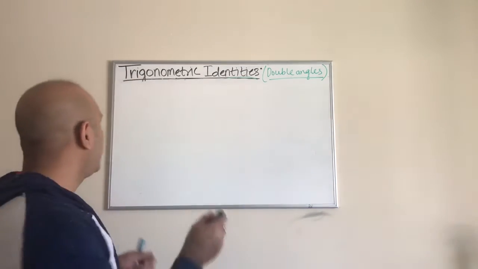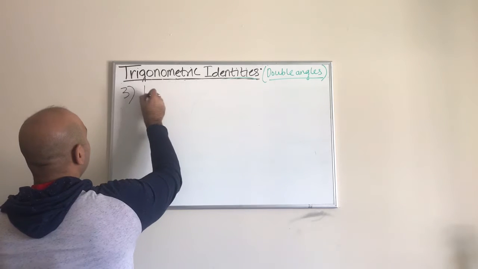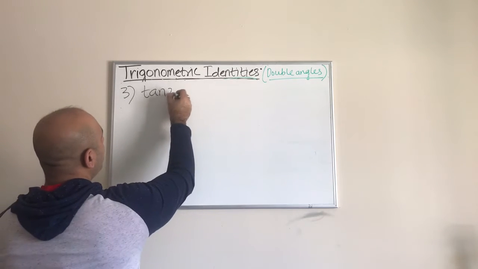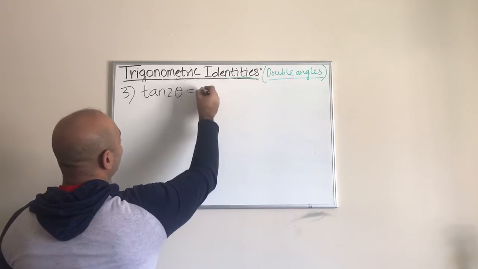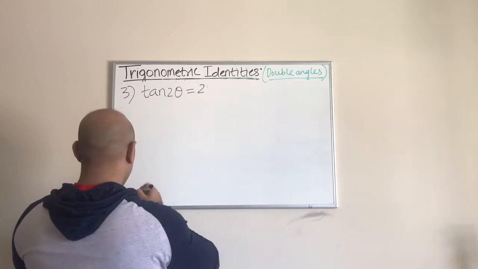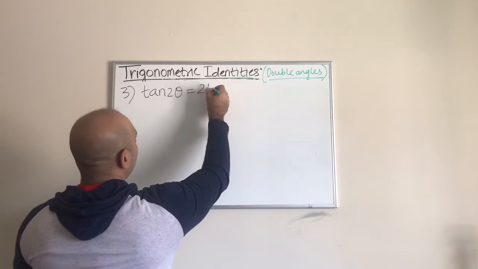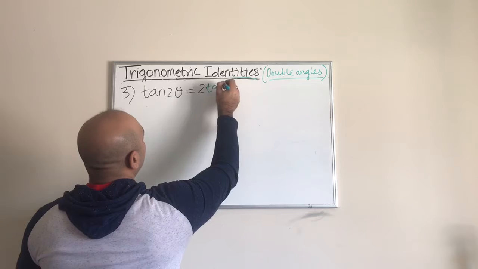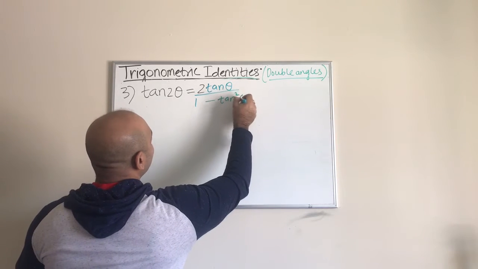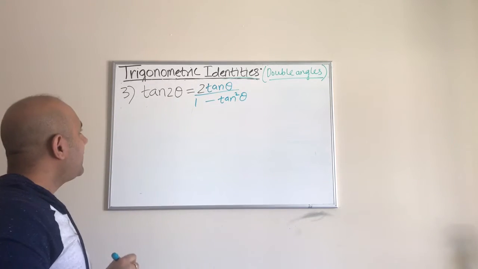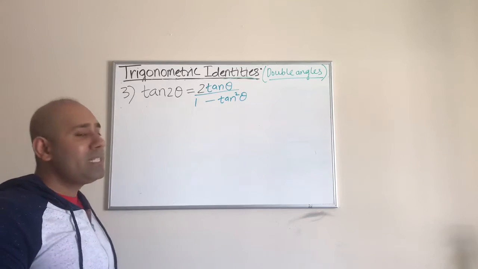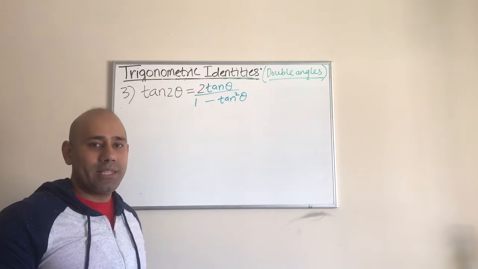So the tangent one, which is number 3. We already covered the sine and the cosine in the previous videos. The tangent of 2 theta is given by this identity: 2 tangent of theta divided by 1 minus tan square theta. That is the double angle identity for tangent of 2 theta. Guys, I would like to show you how we actually get this, okay?